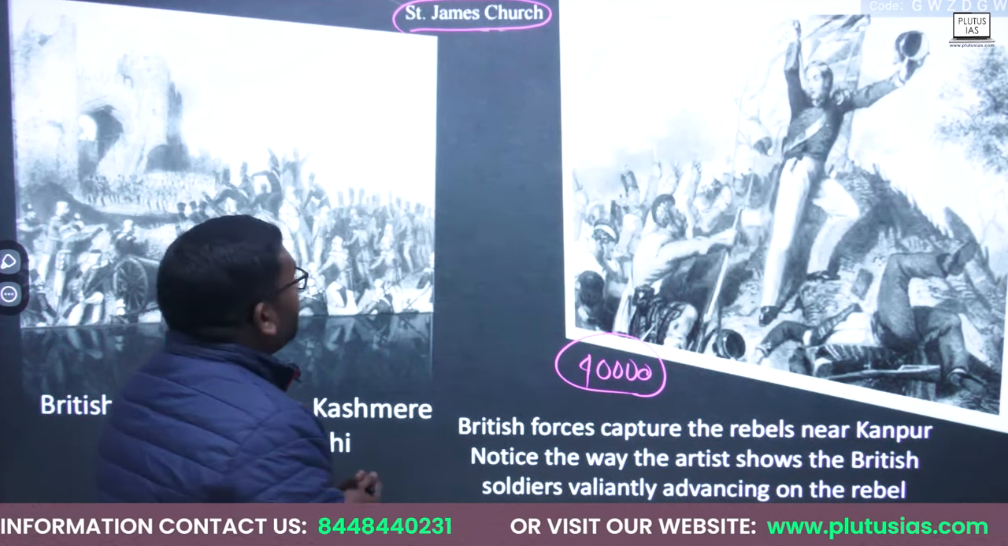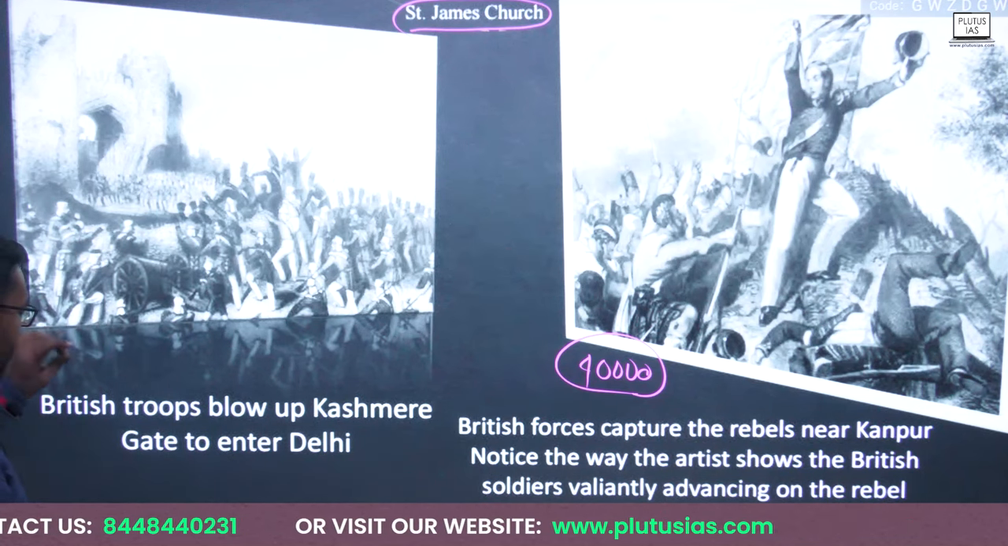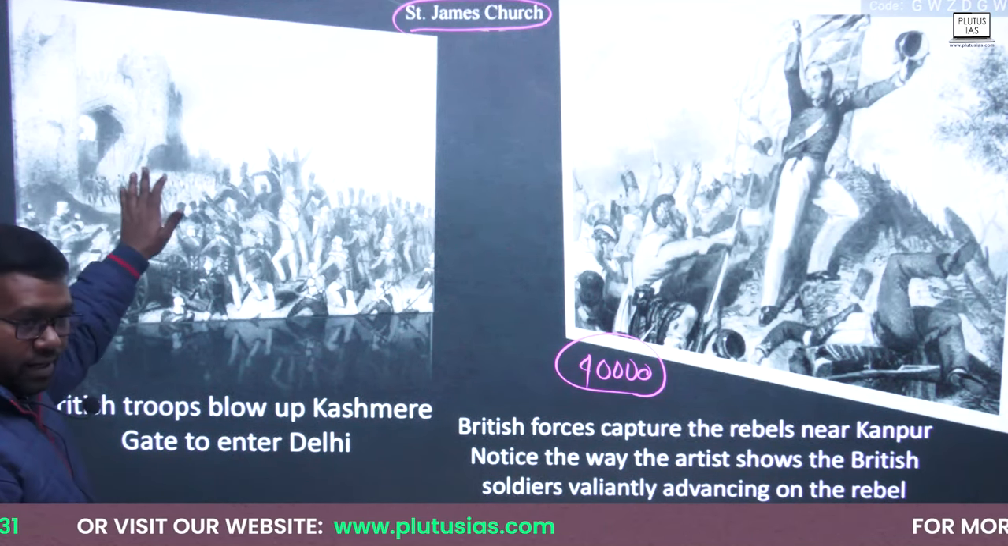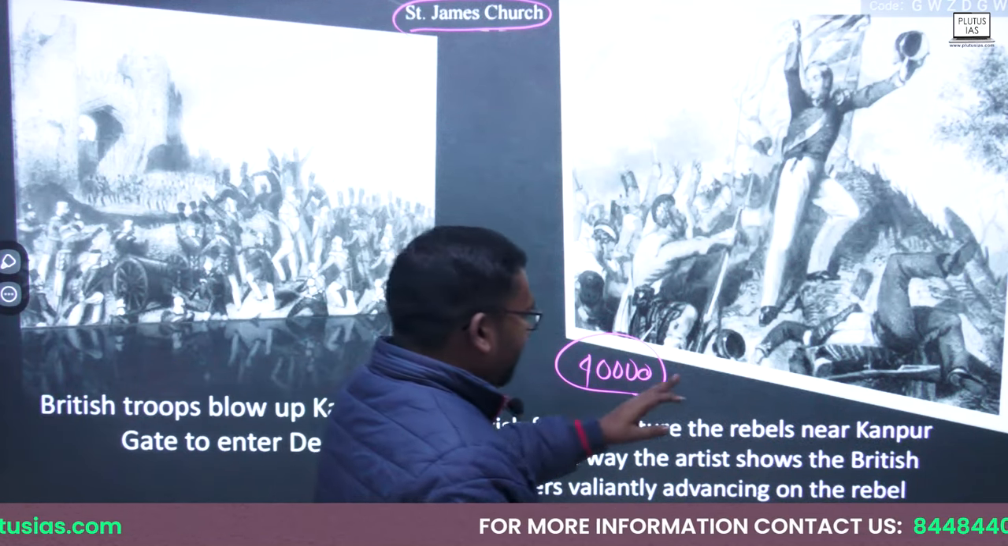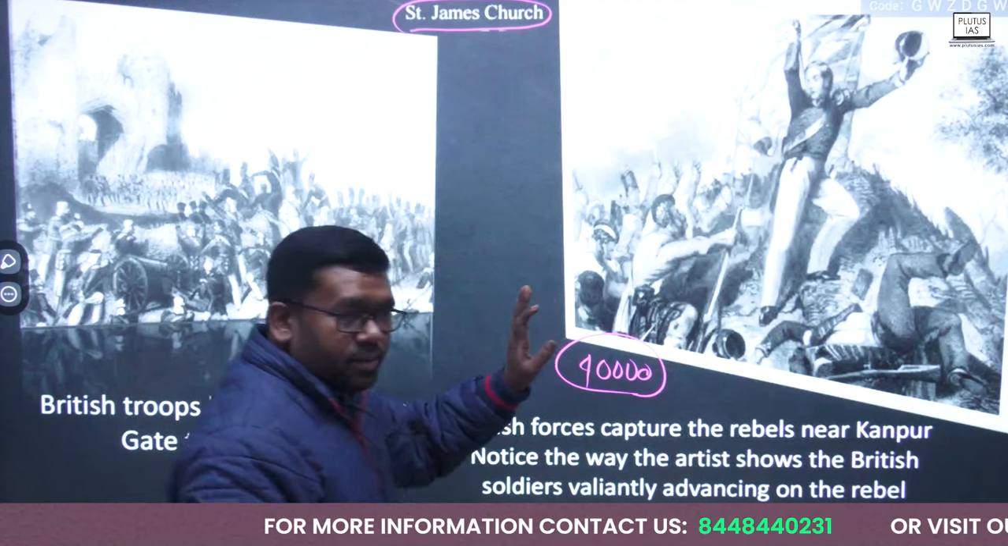40,000 he had. Okay. So these are the places they have captured. First of all, they have captured Kashmiri Gate. Kashmiri Gate is an image of captures. Then British forces captured the rebels near Kanpur. So these are the images we see.